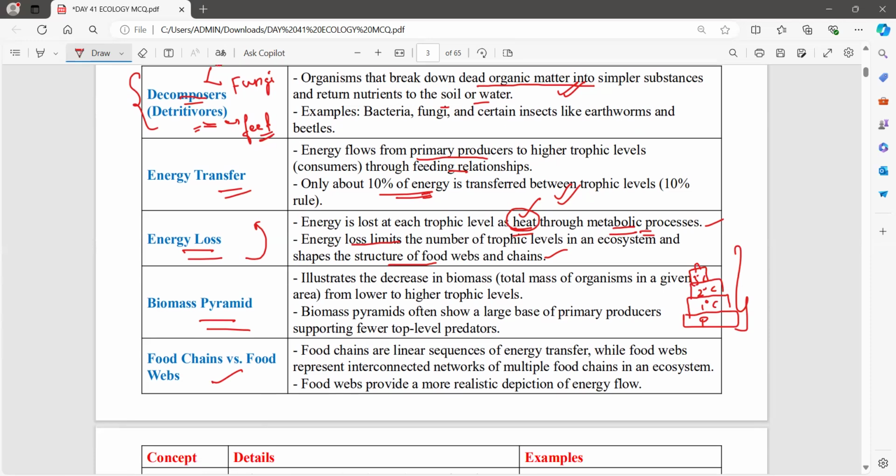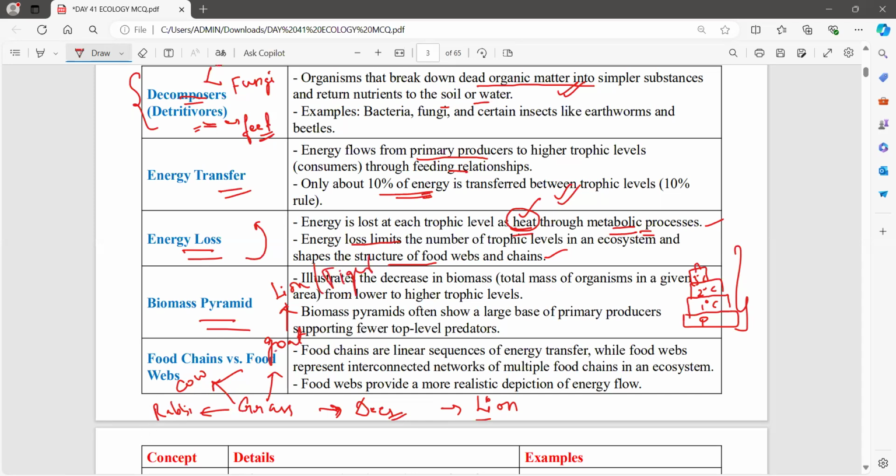Food chain and food web. What is the difference between a food chain and a food web? Food chain means that initially there is grass, and grass will be eaten by a deer. Deer will be eaten by a lion. This is one food chain. But grass is not the only food source used by the deer; it is also used by a goat, a cow, and a rabbit. And deer is not the only food source taken by the lion; goat is also used by lion and tiger.